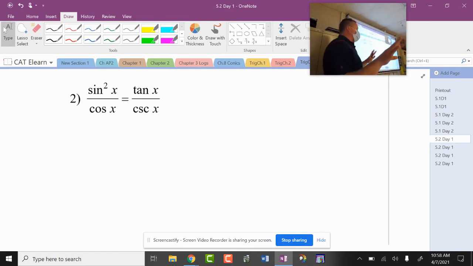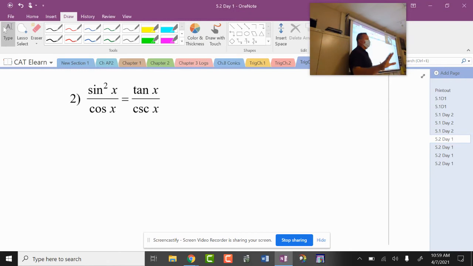Before you do anything, though, you want to think a little bit. Like, what's tangent? Don't write it. Think it. What is tangent? Blank over blank. Now I'm just going to leave this to open responses since it's been a full break. But what's tangent? Blank over blank. Sine over. Okay. All right.